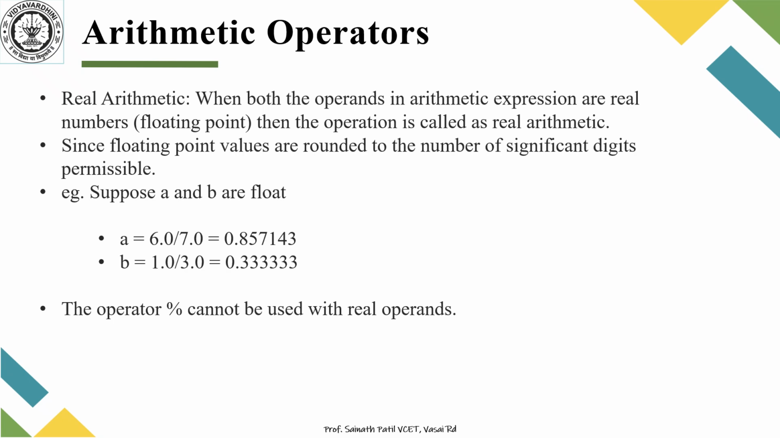Suppose we have a and b, that is a is equal to 6.0 divided by 7.0. The answer is 0.857143, and b is equal to 1.0 divided by 3.0. Now here the decimal part is considered, so the answer is given in decimal values. The percent operator cannot be used. That is, modulo division cannot be used in real arithmetic.